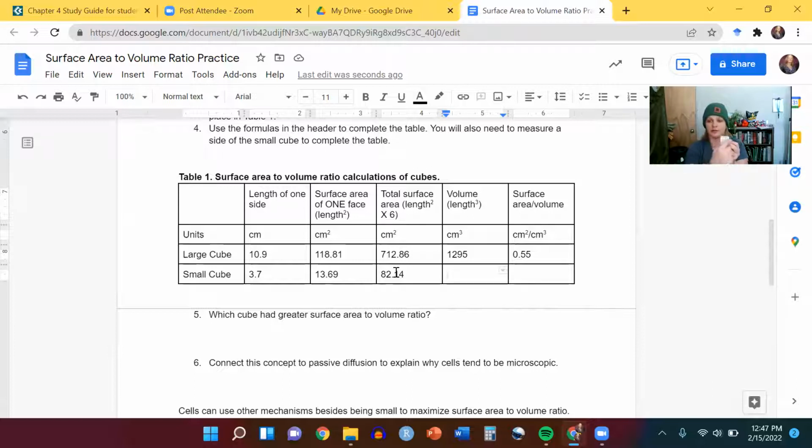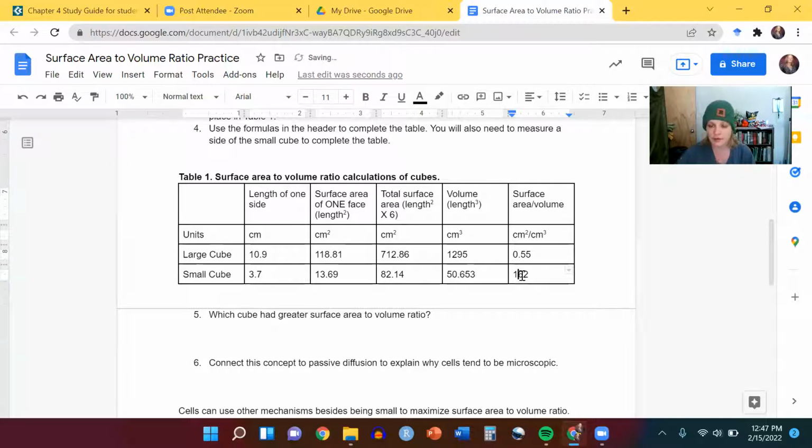Length times width times height. Okay, 3.7 times 3.7 times 3.7. That gives me a number that's 50.653. Now I can calculate the number that I actually care about, which is the surface area to volume ratio. So that's 82.14 divided by the volume, which is 50.653. That gives me a number of 1.62.